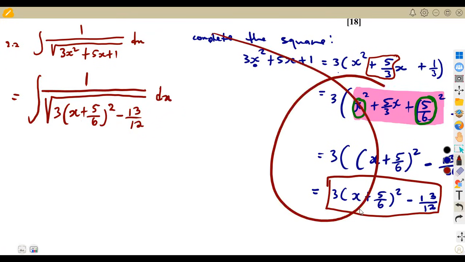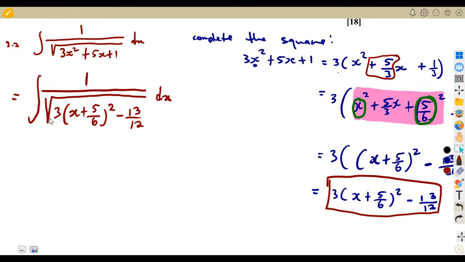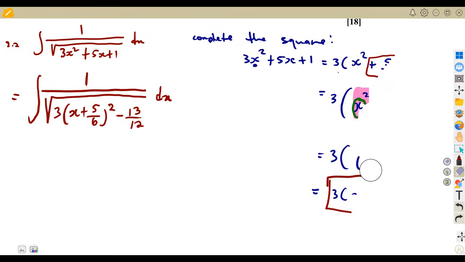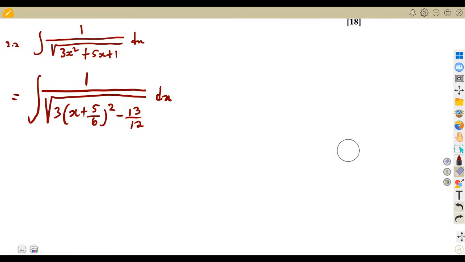That is what the completing of the square only helped us to do, only to have this. After that, you are supposed to figure out how to integrate, because the question is on integration. Our question is on integration. So how do we integrate this?